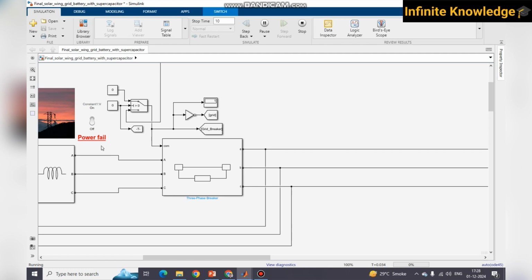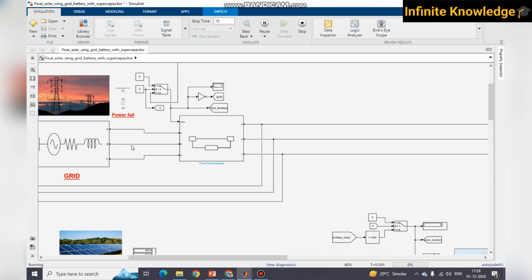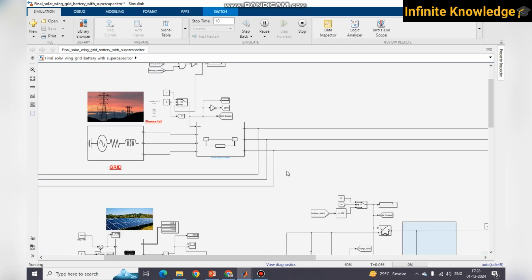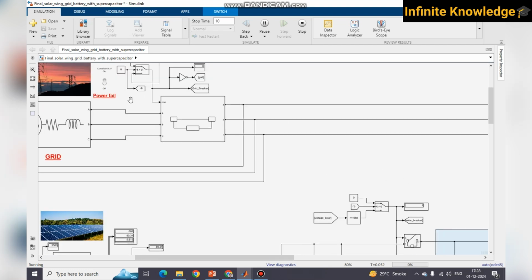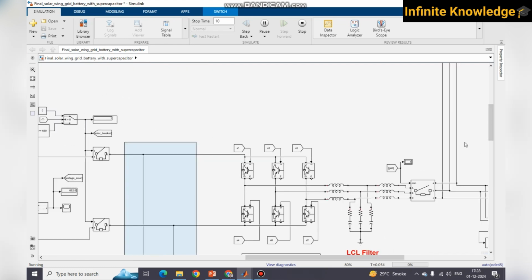This is our power fail condition, which is not in use right now. This is our grid breaker. Okay, you can see the voltage is coming 650, 650. Okay, slight variation. This slight variation is because the sudden load is causing some variation. So once the satisfactory power is there, you can see again it has come to the stability condition, and right now it is stable. This is off condition. This breaker is on condition.